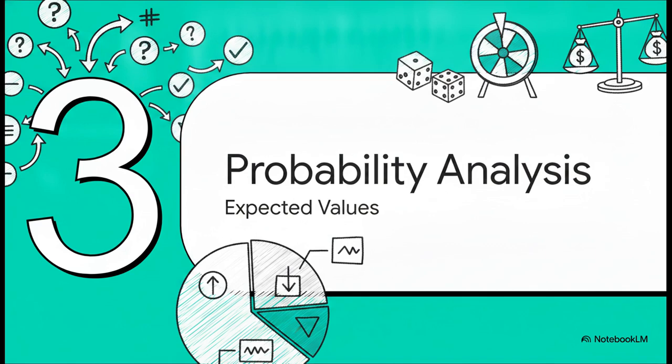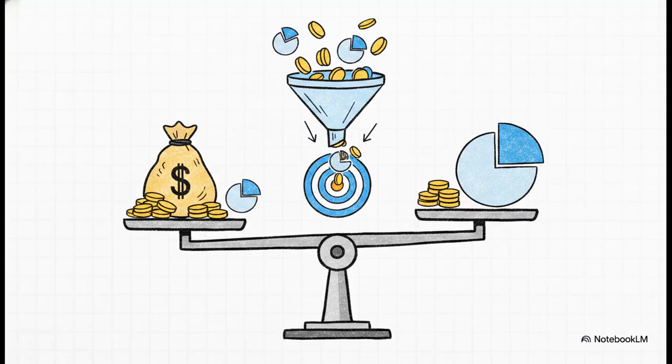All right, let's jump to Section 3, probability analysis and expected values. Time to crunch some numbers. The expected value formula is pretty straightforward. EV equals the sum of each possible outcome multiplied by its probability. So, EV equals the sum of X times P.